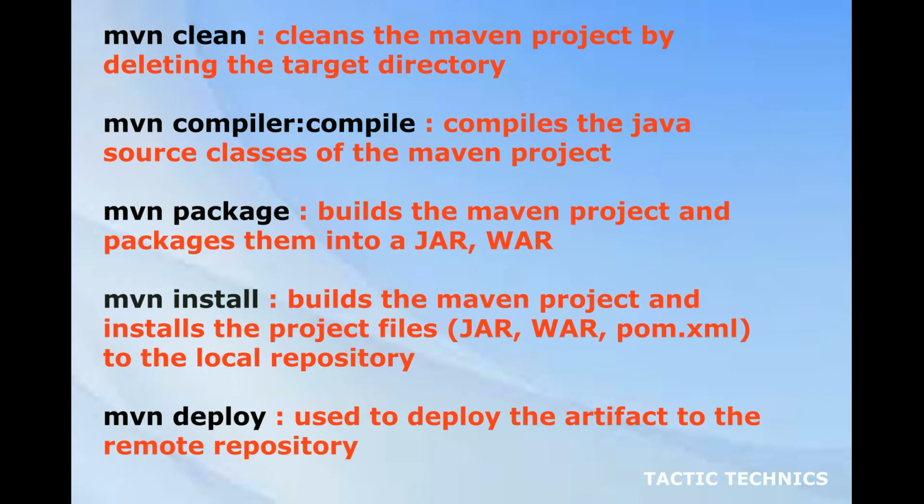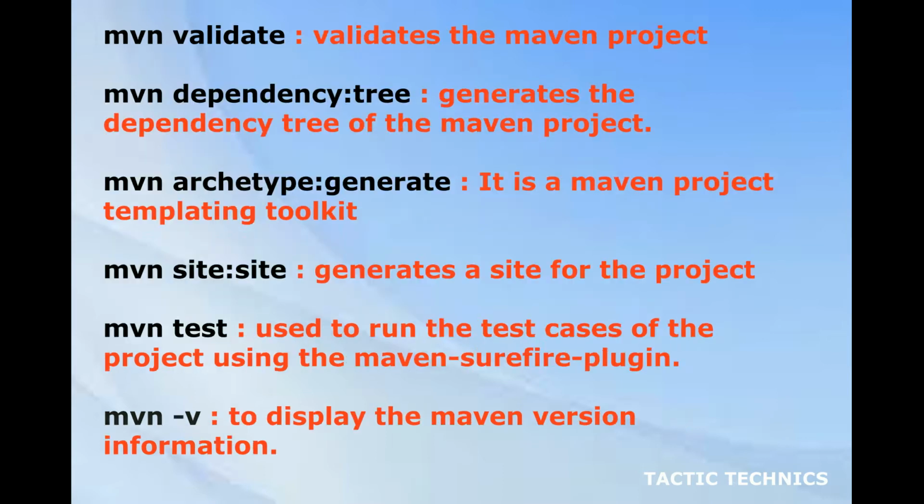mvn clean cleans the Maven project by deleting the target directory. mvn compiler:compile compiles the Java source classes of the Maven project. mvn package builds the Maven projects and packages them into a jar or war. mvn install builds the Maven projects and installs the project files, jar, war, pom.xml, to the local repository. mvn deploy is used to deploy the artifact to the remote repository.